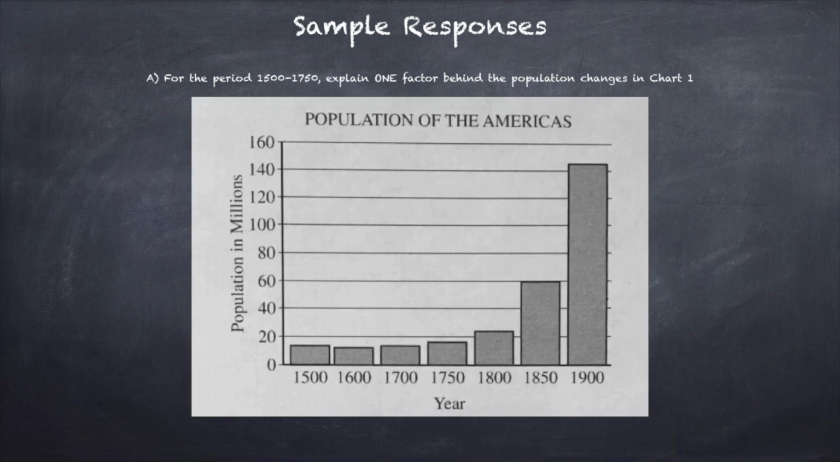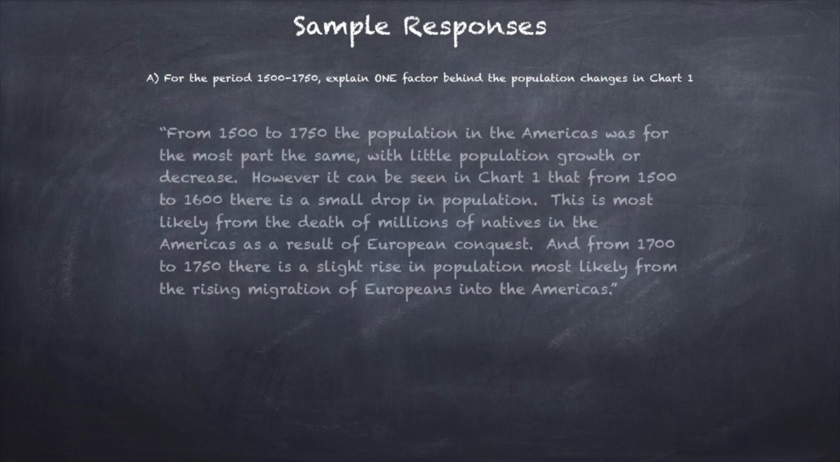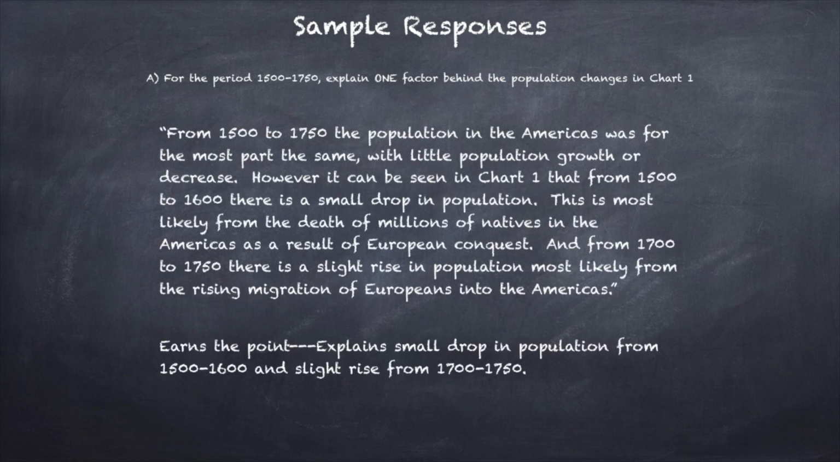This is to the same question here. The period is 1500 to 1750, and here's a student response. And this one does get the point. It brings up the death of millions of natives in the Americas, and that is a true fact, but it says as a result of European conquest. I personally would have liked to have seen this student go a little bit beyond that and maybe talk about the Europeans introducing diseases. But when this SAQ was given, and this is a piloted SAQ, they did award the point here.